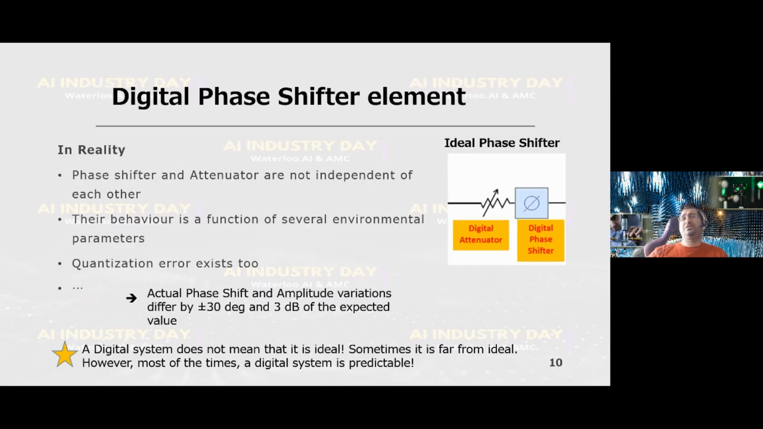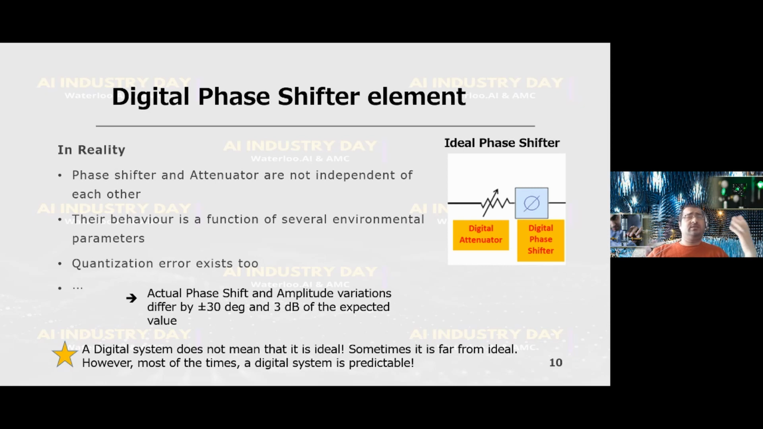So, the digital phase shifter element. What is this element? It's a digital attenuator combined with a phase shifter. So it provides a delay in the signal and then changes the amplitude of the signal. That's an ideal phase shifter. In reality, phase shifter and attenuator are not independent of each other. If I change the amplitude of the signal, the delay will change, and vice versa. Their behavior is a function of several environmental parameters, which I don't want to bother you with.